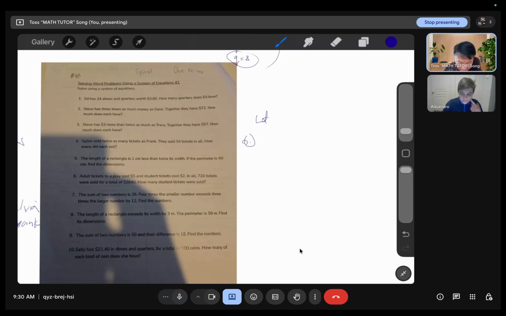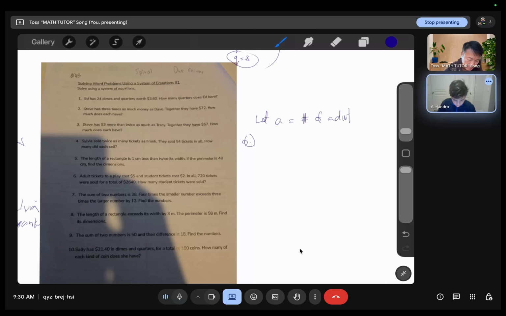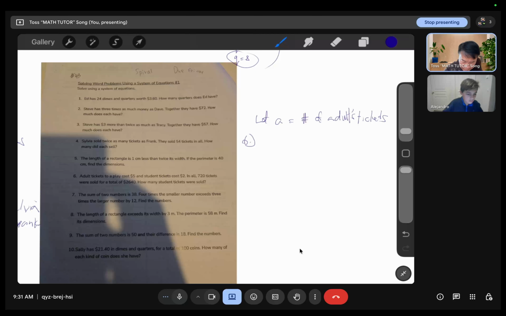So number 6, let A be the number of adult tickets. This is about tickets, so we want to at least specify that it's a ticket, number of adult tickets, and then S for student.